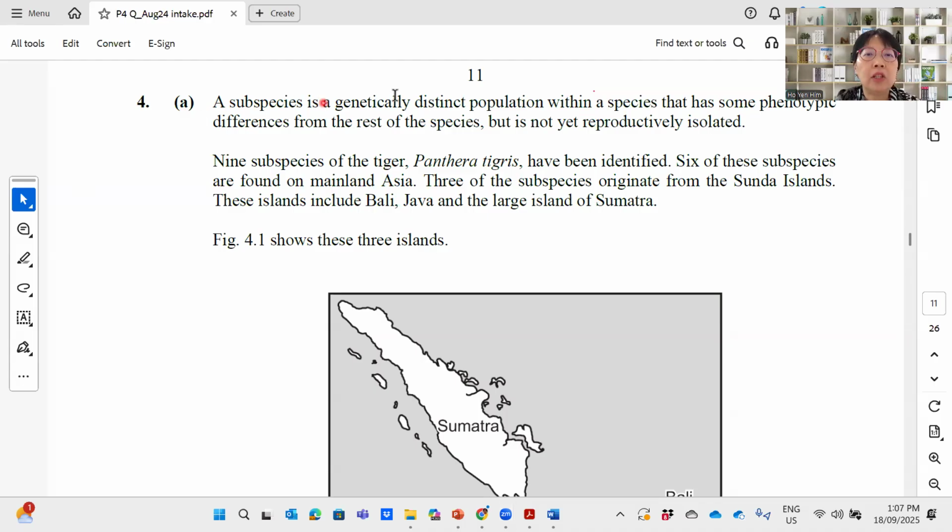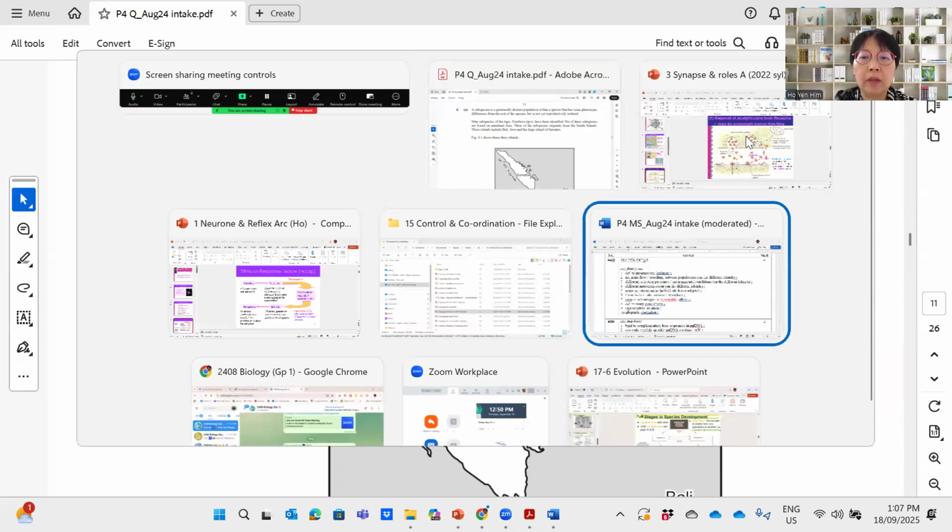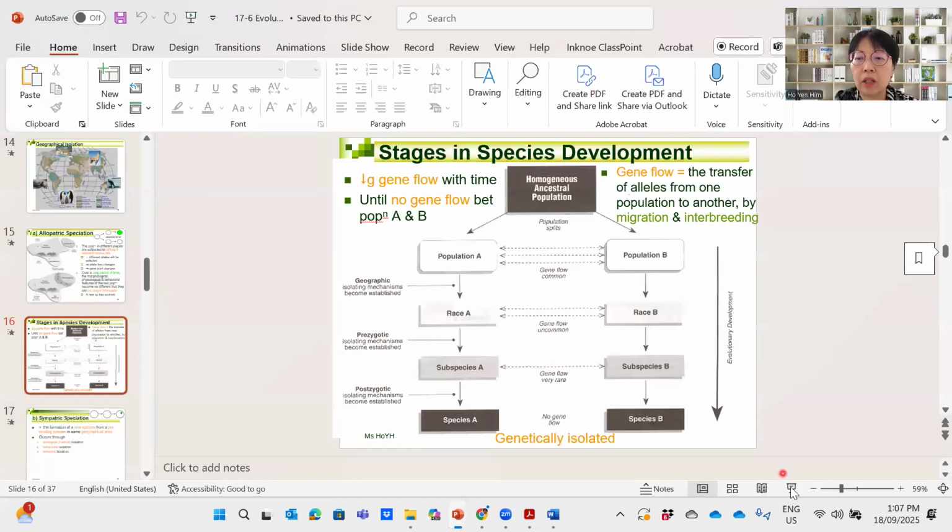A subspecies is a genetically distinct population within a species that has some phenotypic differences from the rest of the species, but it's not yet reproductively isolated. So this is talking about the subspecies that we have learned in the syllabus. So let me show you since we are touching it.